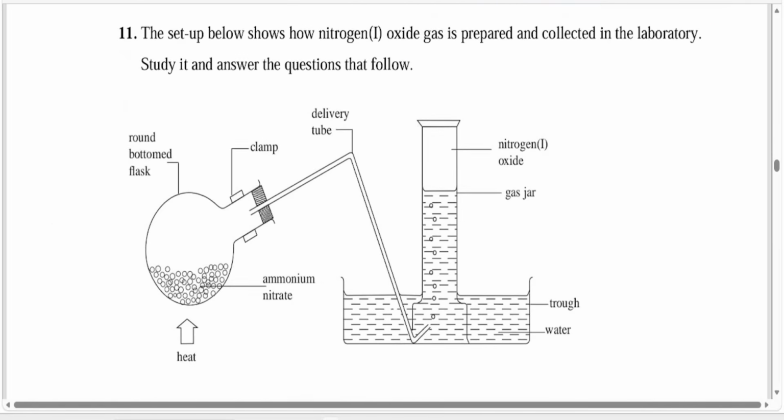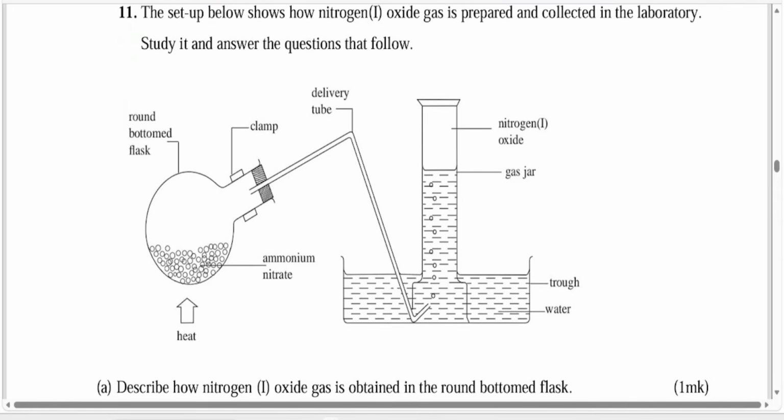Next question. The setup below shows how nitrogen 1 oxide gas is prepared and collected in the laboratory. Study it and answer the questions that follow. We have a round bottomed flask, and inside it we have ammonium nitrate. Then we have heat to speed up the reaction, then we have a delivery tube. Then we have the gas being collected being nitrogen 1 oxide and collected over water, meaning the gas is lightly soluble in water. Then we have a trough, and then we have water.